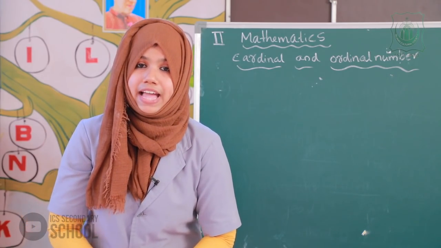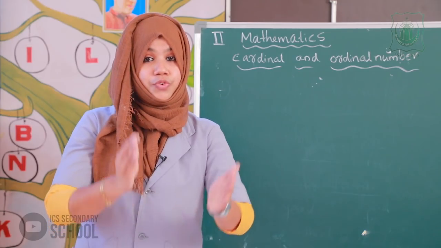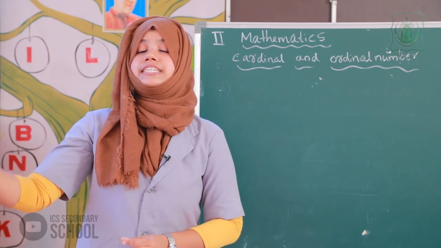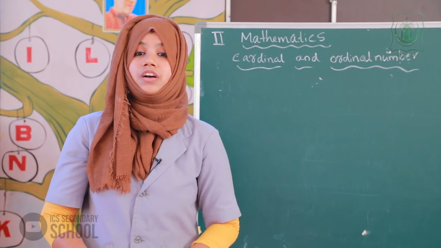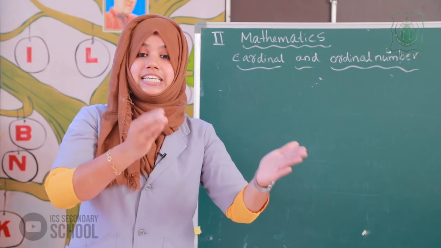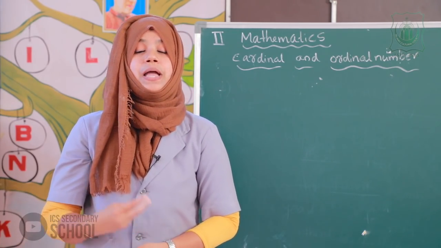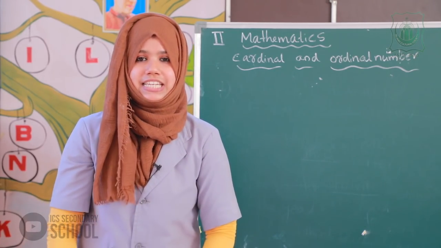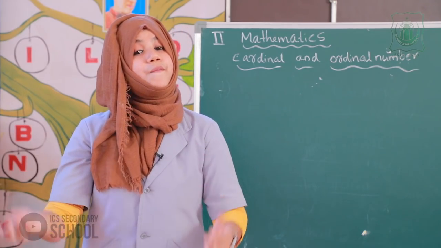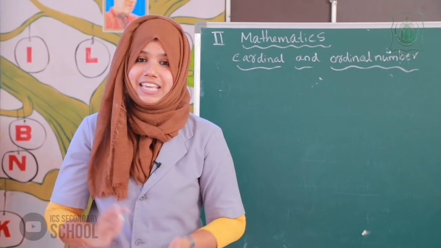Yes, short form and expanded form. If you get a number, you write it as expanded form. Expanded form means it is the sum of the place values of each digit in a number. Okay. And what is our next topic? Skip counting. And it's very easy.